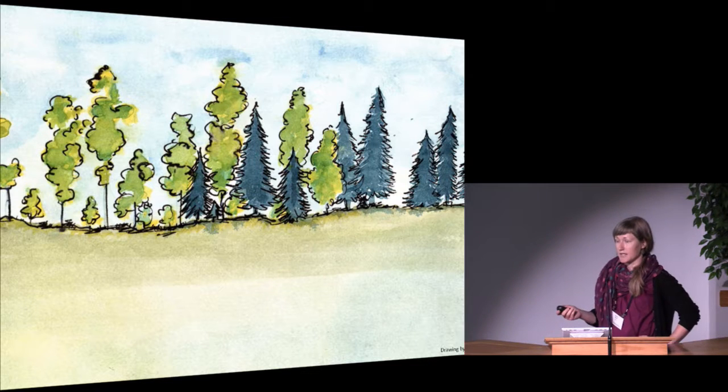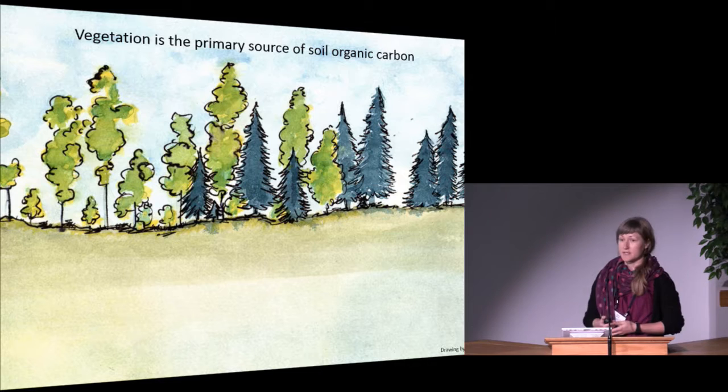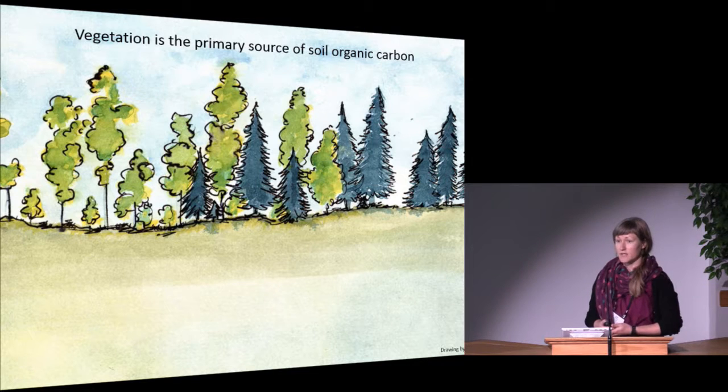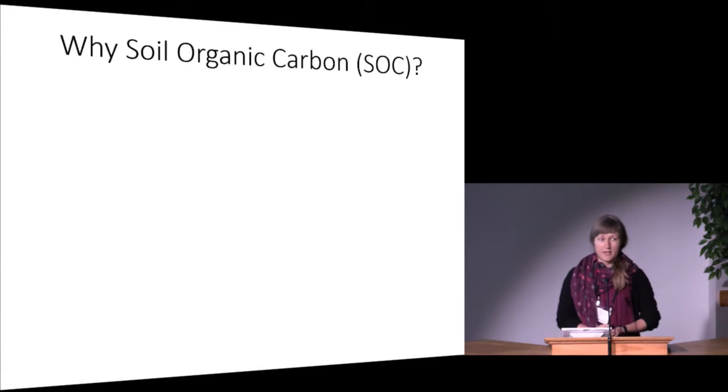Now, as I mentioned, aspen and conifers do differ in the carbon quality they have. And vegetation is the primary source of soil organic carbon, and this talk is going to be about soil organic carbon. So I'm going to focus mostly on soil organic carbon under aspen and under conifers. And most of the results that I will present come from 5 sites in Utah, but I will mention also some results from Colorado and Canada. So why soil organic carbon?